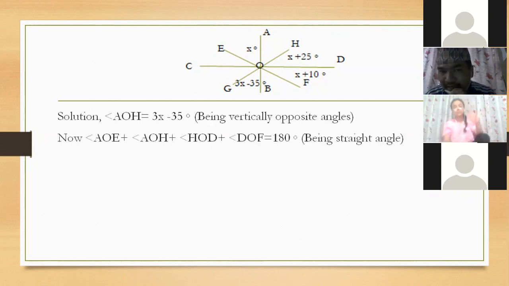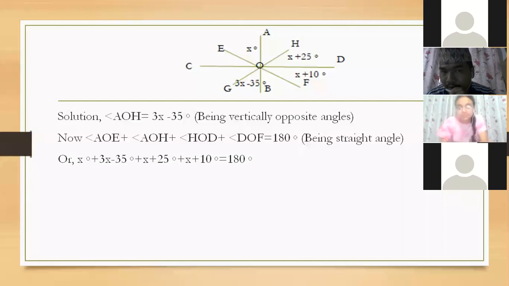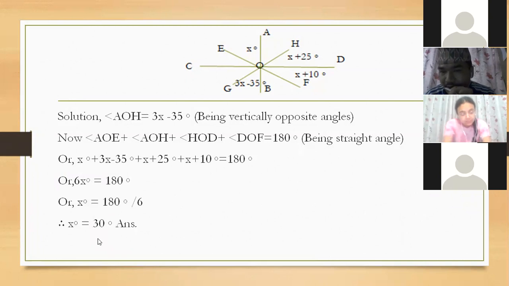Okay, that is shown here. Add all and you will get the value of x. Value of x is 30 degrees. Are you clear, children? Yes, sir. Very good, very good.